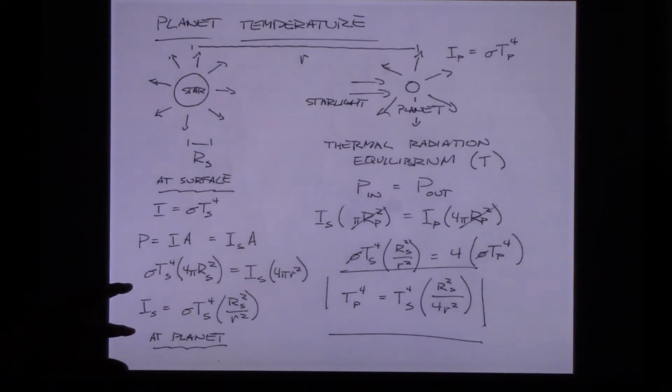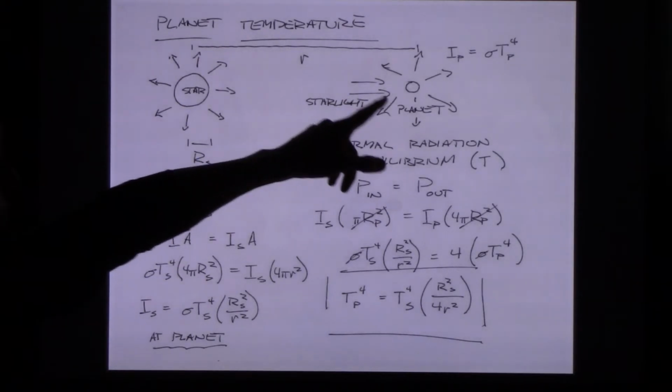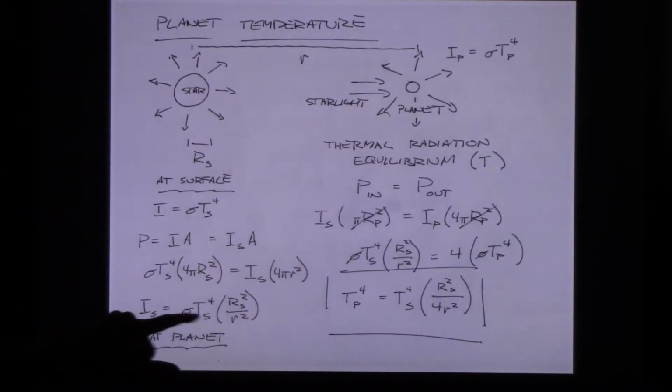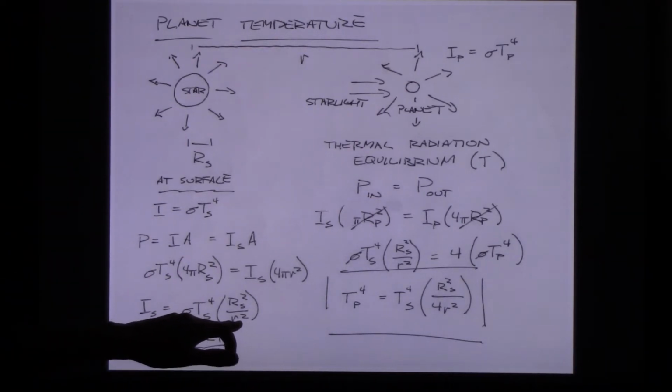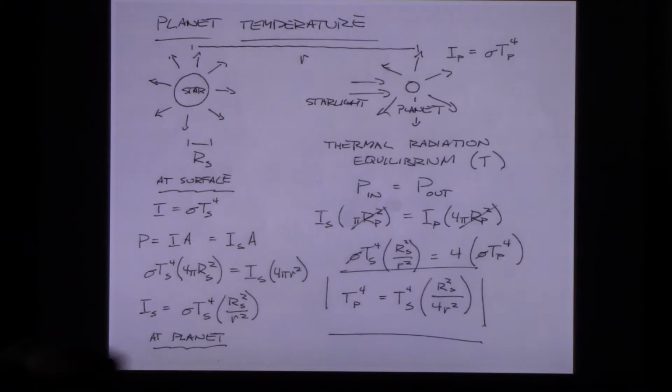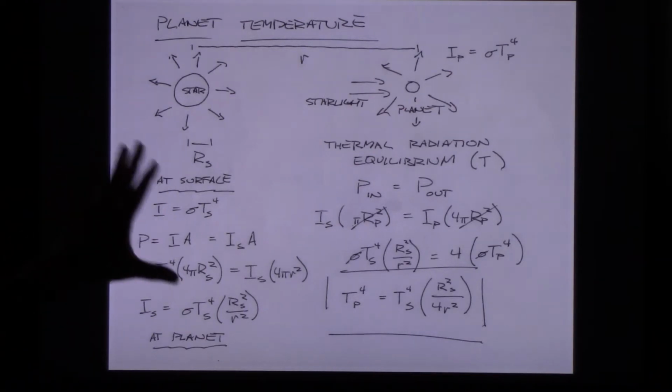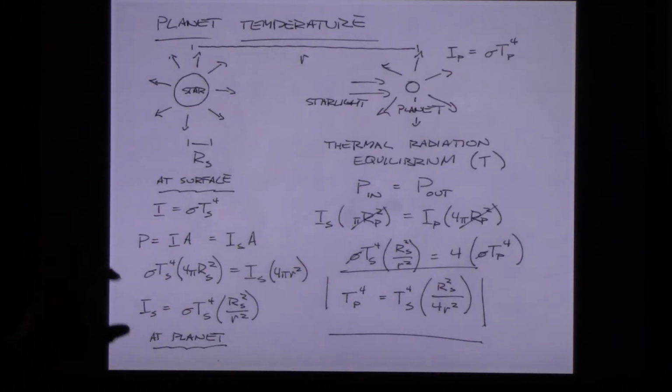And this is telling me now that the 4 pi's cancel out. The intensity of starlight, once it reaches the planet, is going to be sigma T to the 4th. It's the original intensity, but multiplied by this factor, r_s squared over r squared. So it's the r squared effect. As the sunlight spreads out, the intensity drops off. Okay, that's at the location of the planet. This is how intense the sunlight is coming in.